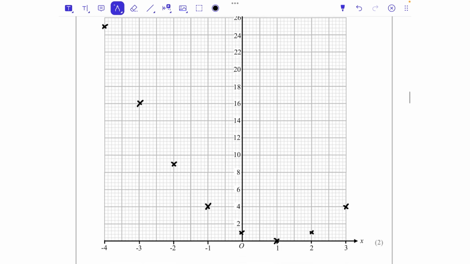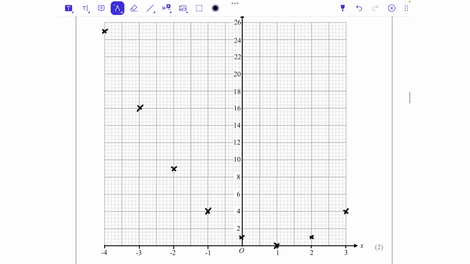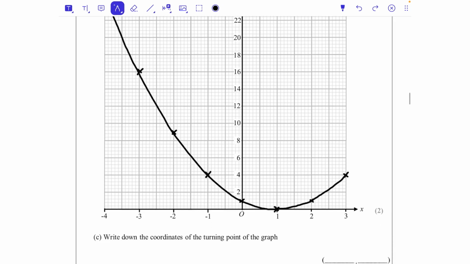And we would want to join that up with a nice smooth curve. It is a quadratic. I'll do my very best to join it up neatly, but do it in pencil in the exam. It's just easier, and then if you go wrong, you can always rub it out. There we go, perfect. So it would continue on up here, but we don't need to draw that bit. That's fine. So there we go, there's our quadratic, and that would be 4 marks.